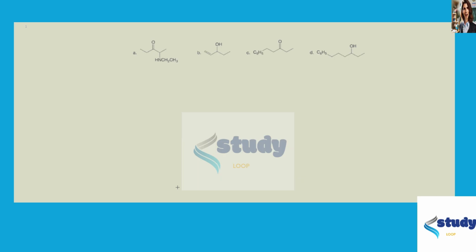Today we're doing chapter 23, problem 70, and this problem asks us to synthesize each of these compounds from 3-pentanone, and we can use benzene and any organic alcohols that have less than 3 carbons. So let's begin with A. So let's start with this 3-pentanone.